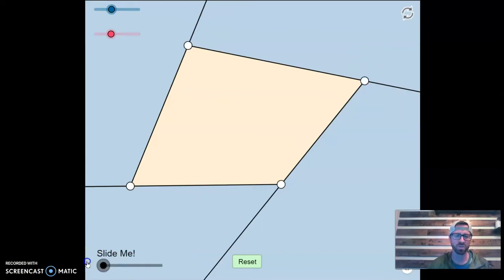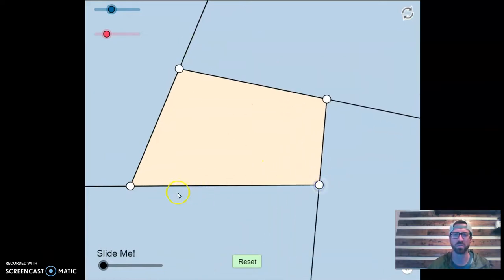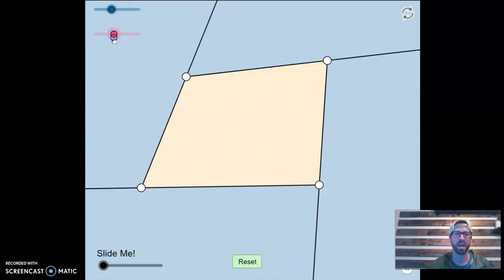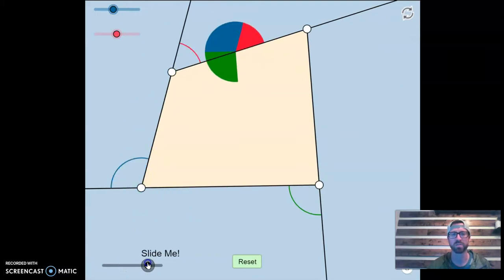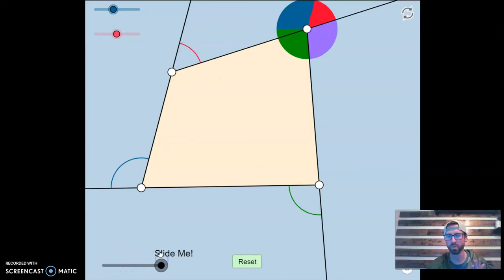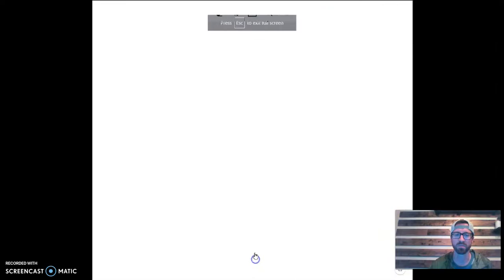Oh, okay, well, just to be sure, let me move some points here and make sure that wasn't a coincidence. I can widen out one of these angles and do that. Now let's see if it still adds up to 360. There's my first exterior angle, the second one, the third one. And lo and behold, it looks like both a triangle and a quadrilateral's exterior angles have a sum of 360. Just to be sure, let's look at a pentagon.